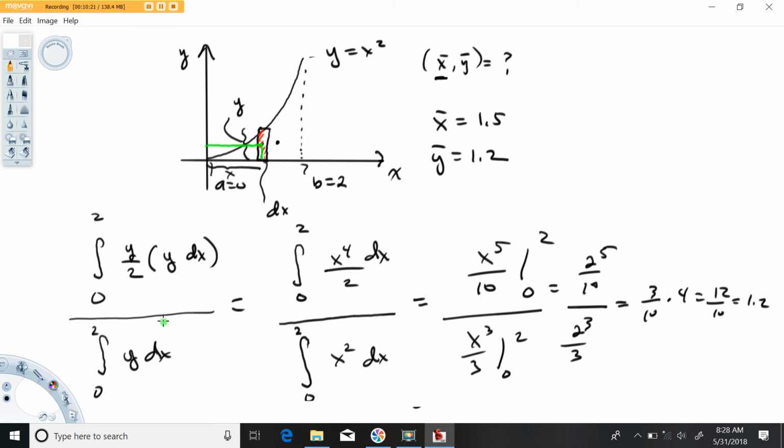So anyway, this is meant to be just kind of a general video on how to calculate centroids. I hope that this helps demonstrate this process.